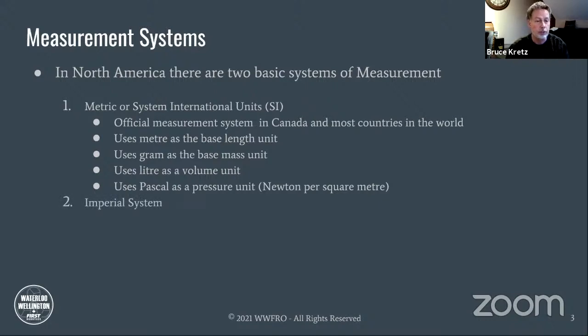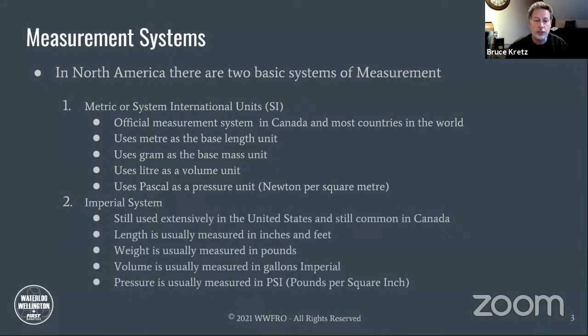The imperial system, still used extensively in the United States and still common in Canada. Length is usually measured in inches and feet. Weight is usually measured in pounds. Volume is usually measured in gallons imperial, not to be confused with gallons US. And pressure is usually measured in PSI, or pounds per square inch.